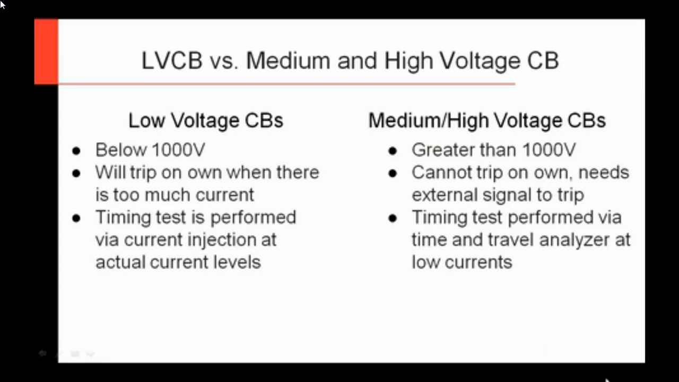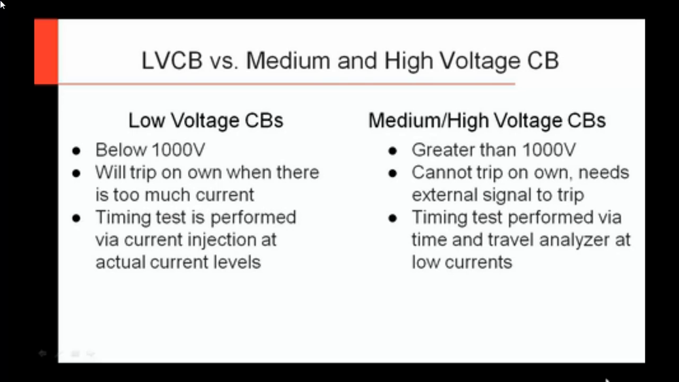Before I start, this is about medium and high voltage circuit breaker testing, but I always like to make a little distinction between low voltage circuit breakers versus medium and high voltage circuit breakers. Low voltage circuit breakers are below 1,000 volts, and they'll trip on their own when enough current is put through them. So the timing test is actually performed at real live currents, where you inject current through the machine, and depending on the type of test you're performing, they'll do an electromagnetic trip or a thermal trip, but it'll trip due to the current going through it.